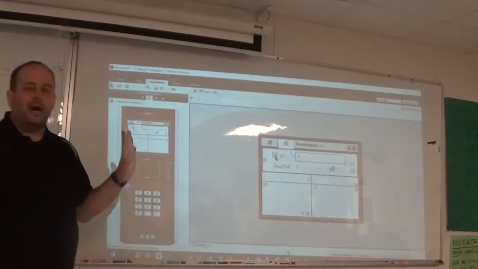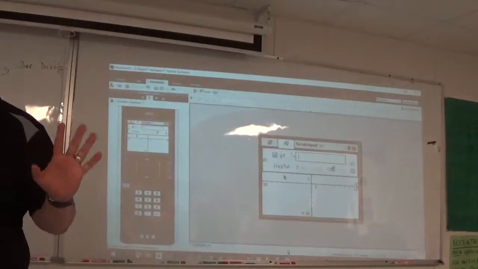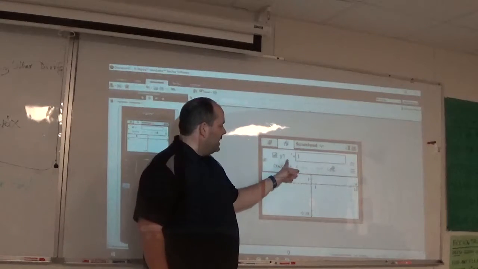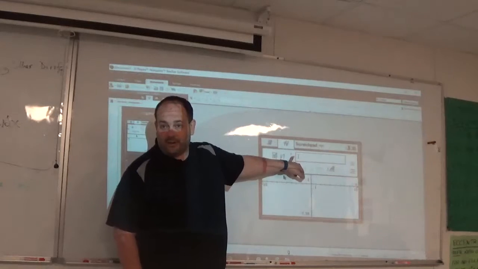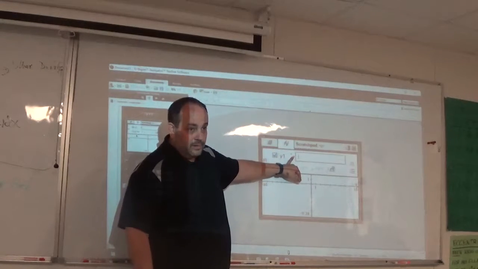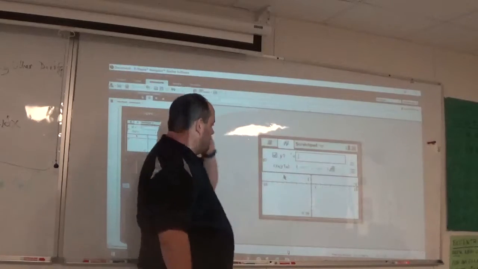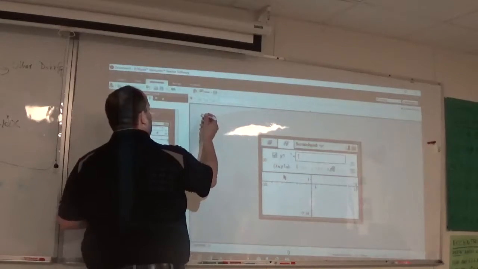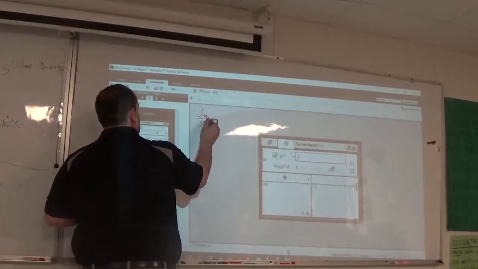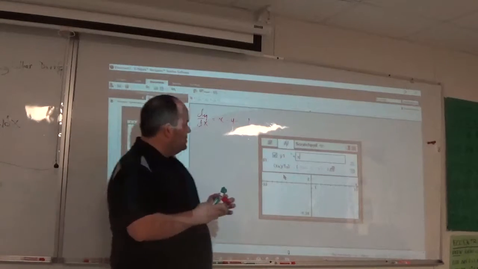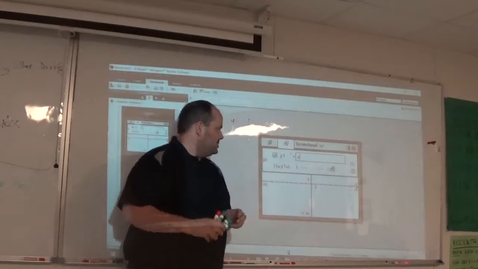Your screen automatically changes. Check it out. You've got y1, and then this little prime up here. What does that mean? It means the derivative. What is the derivative equal to? What I want you to graph is dy dx equals x minus y minus 1. So just enter it in, x minus y minus 1.